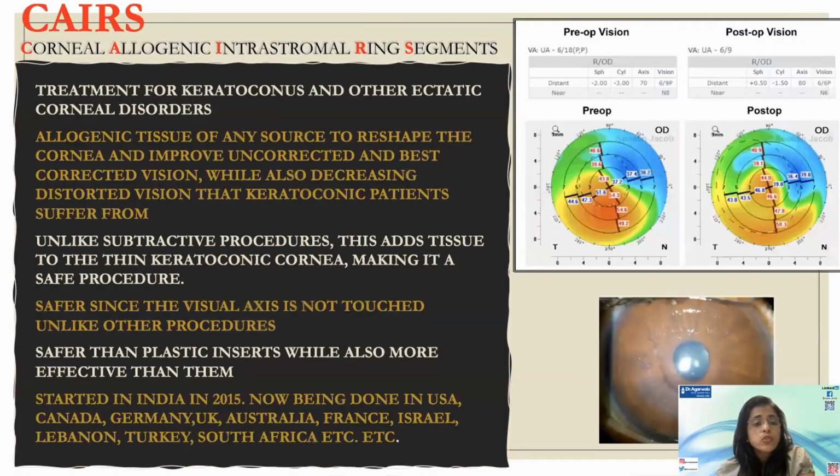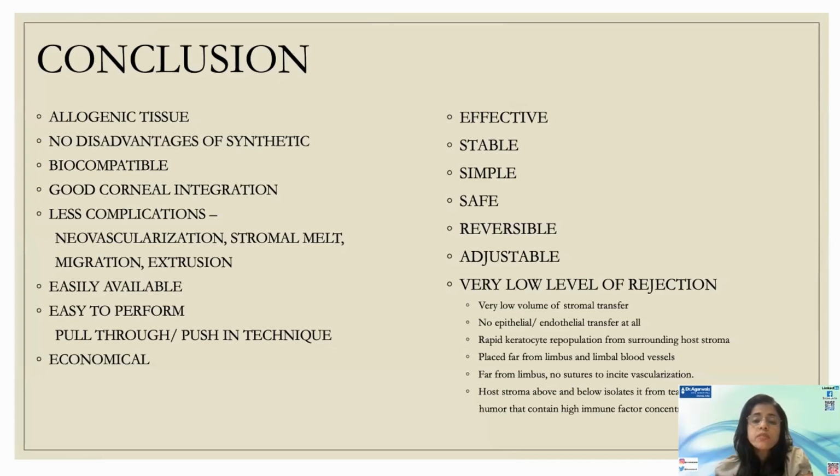So to conclude, I feel this is really a great way to correct keratoconus and other ectasias. It's safe because, as I said, the visual axis is not touched. It's safer than plastic segments. It can replace DALK in many cases. And the beauty is you can insert it in all kinds of keratoconic patients, right from very mild to very severe cases. So it covers the entire range of keratoconic patients and gives you great results. It's also reversible and adjustable. It's simple and safe, and it has a very low level of rejection.